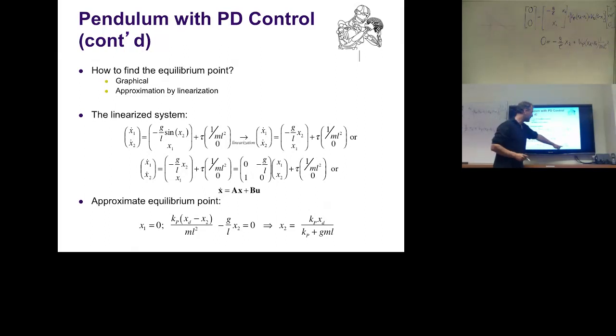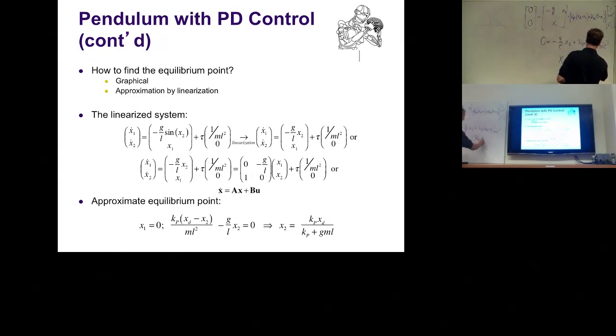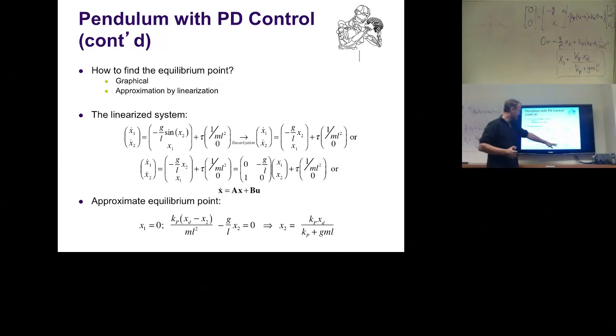And that basically has already happened here on the slide at the bottom. So we get x2 equals Kp times x desired divided by Kp plus GML. Okay, so this is our equilibrium point. Okay, look at the slide at the bottom down here. So that's your equilibrium point. Good, we did it. But what did we accomplish? So what does it actually mean?